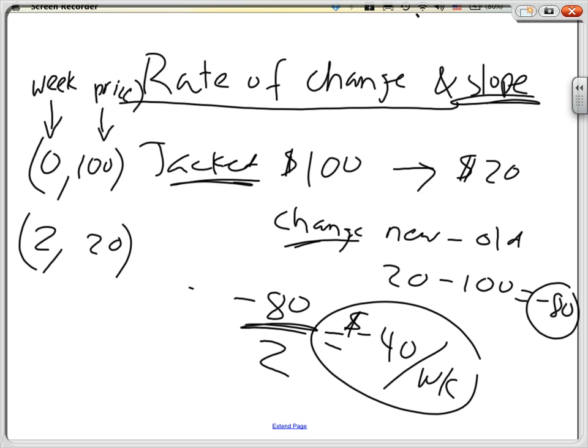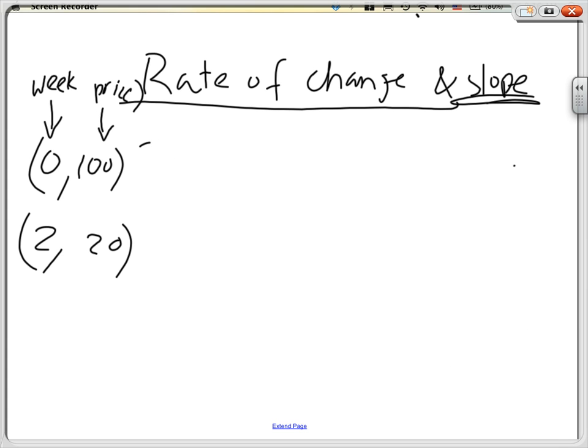I didn't say change, right? So you see 2 points right here representing the price of the jacket then and now. If I ask you to plot these, they'll look like this.